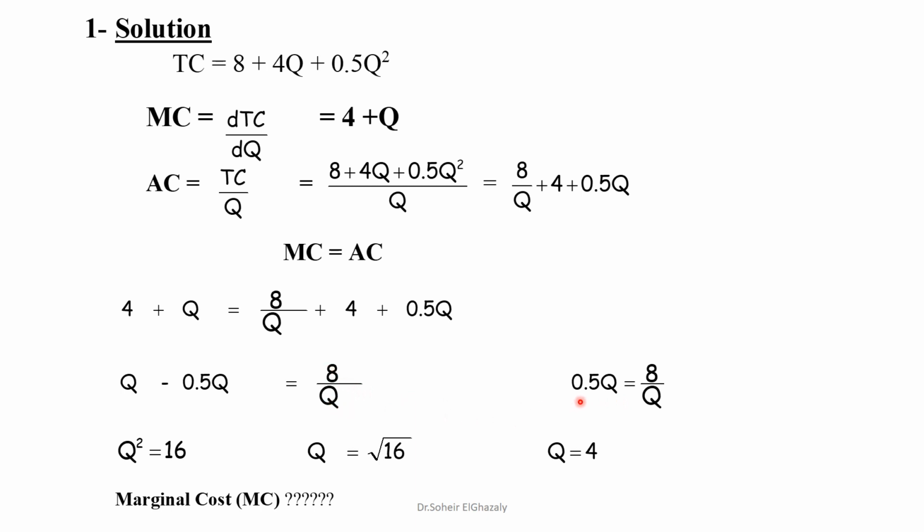Easy. I'm going to just times q here, times q here, and we get q power 2 equals 16. Okay. Then if you do the math on your calculator, you find q equals 4. Q equals 4. I want to have the marginal cost. Marginal cost. Yes, here. Instead of q, I'm going to put 4. It will be 8. The answer here is 8.